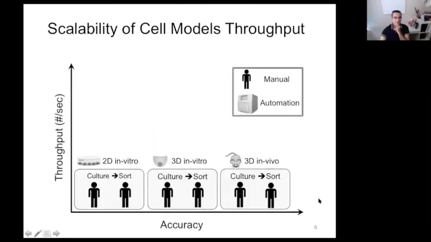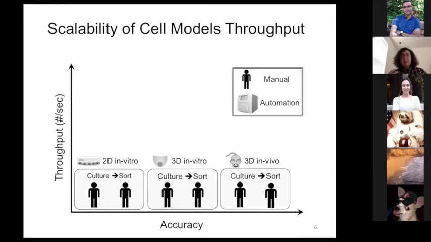Awesome. Cool. Since we're already talking about cell models, 2D cell models, 3D and mouse models, we want to talk about the scalability of these cell models and how microfluidics can actually help in increasing their throughput. So let's start with the first cell model, which we had a question about, the 2D cell model, which you are going to culture manually, and then you're going to sort it, up until recently, manually, right? There's an organoid model, which you can also culture manually and sort manually.